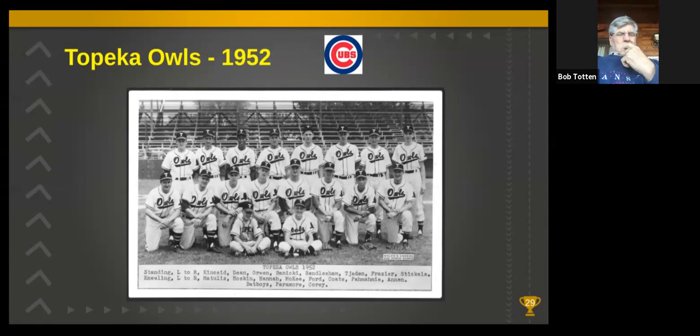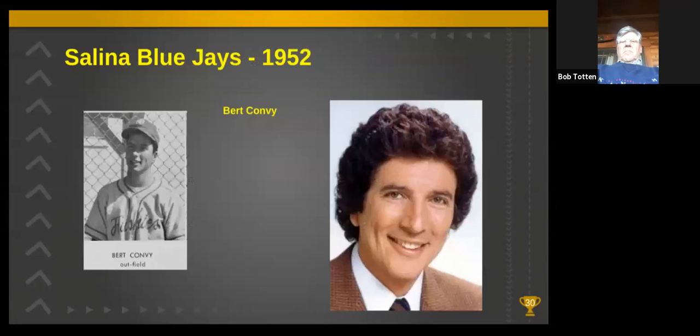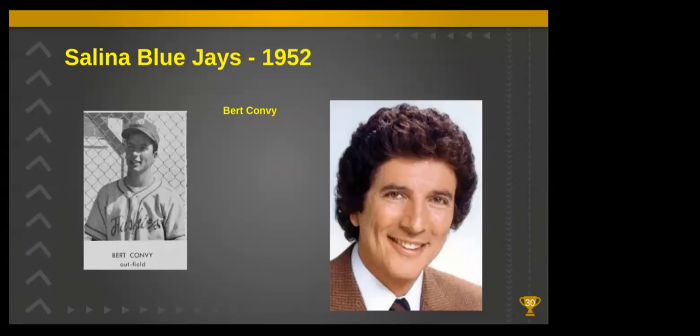And in fact, local players were being phased out of the Owl lineup because the Owls were no longer an independent team, able to sign anyone at any time. The working agreement with the Chicago Cubs, of course, required that Cubs players be played and developed. There was an interesting player on the roster of the Salina Blue Jays. 18-year-old Bert Convy was in his second year of pro baseball, and this would be his last. He would return to his native Los Angeles and become a well-known actor, game show host, and panelist.